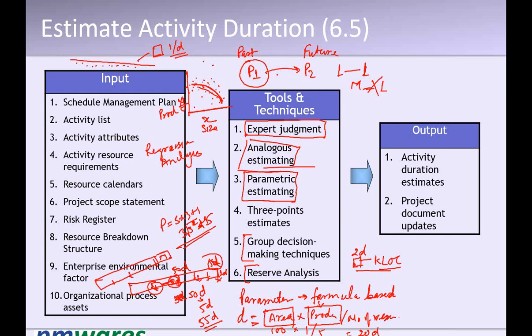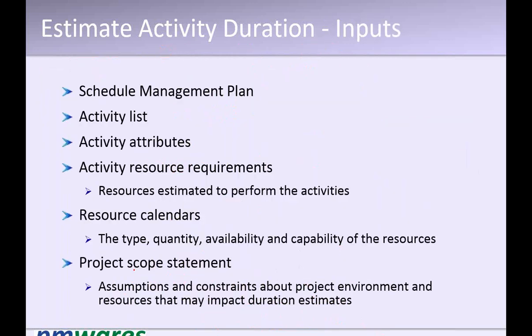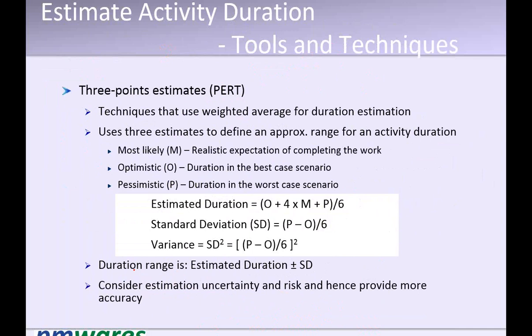What are three point estimates? The average of the most likely, optimistic and pessimistic time the activity will take, summed up. So this is what the three point estimate is.